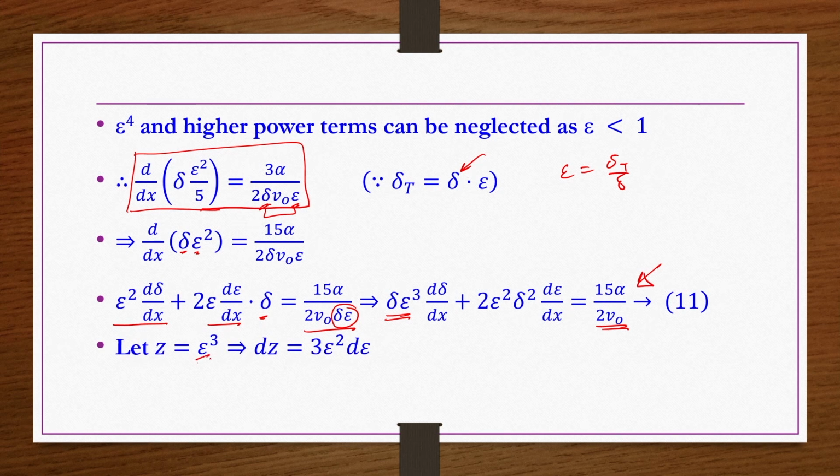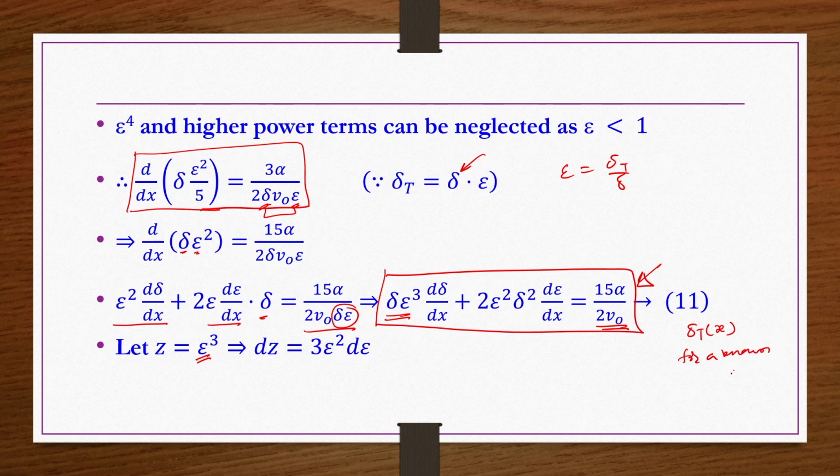Now, let z equal epsilon cube. Now, this is all a mathematical simplification in order to solve this equation. This equation we have to solve to get delta t as a function of x for a known delta as a function of x. Delta is known as of now, we have already done the derivation, so we adopt it as it is.